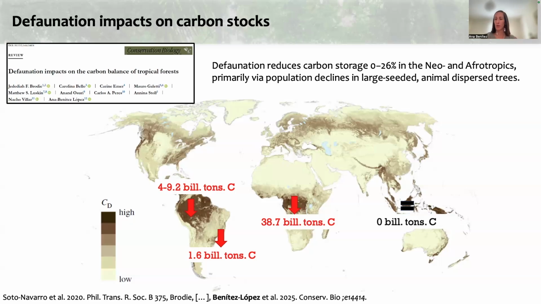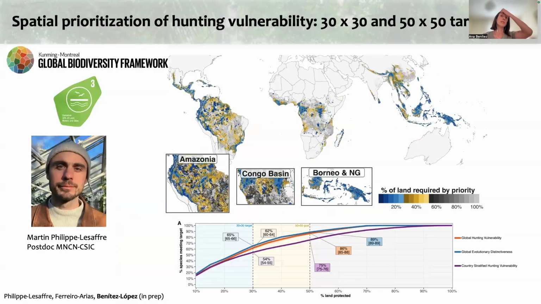Okay, so at this point of the talk, we've seen what the concept of an empty forest is, how we can quantify defaunation, and that it has consequences for carbon stocks, both in animal tissues and also in tropical forests. And what can we do about it, right? This is something we have been working on recently with Martin Philippe, a postdoc in my lab.